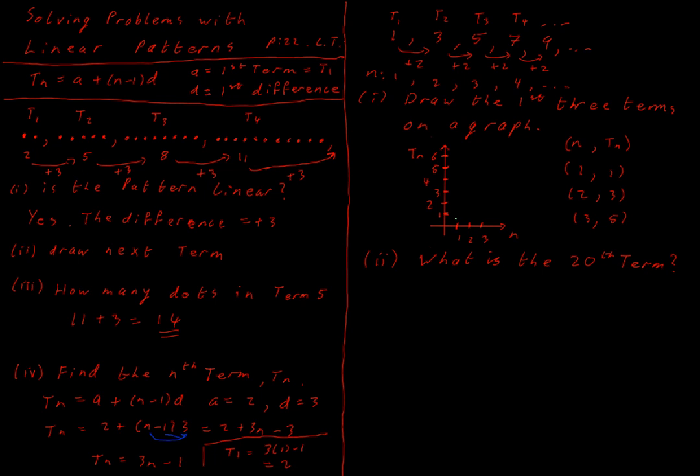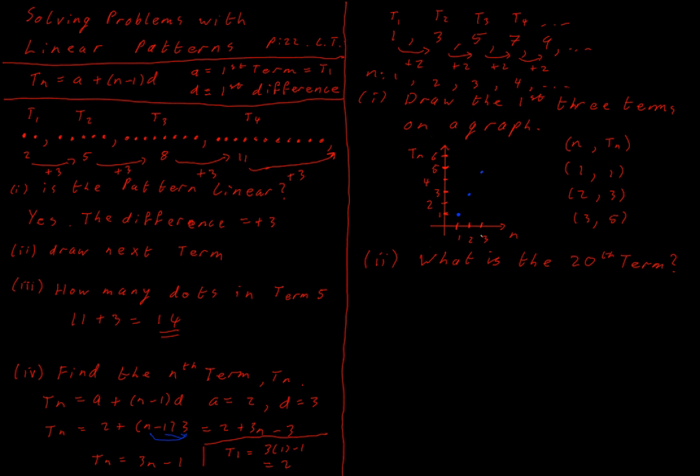So I go to my graph, and I have my first point, start at the origin, in the door 1, up the stairs 1. That's my first point. I think I'll do that in blue. So 1, 1. 2, 3, in the door 2, up the stairs 3. And in the door 3, up the stairs 5.